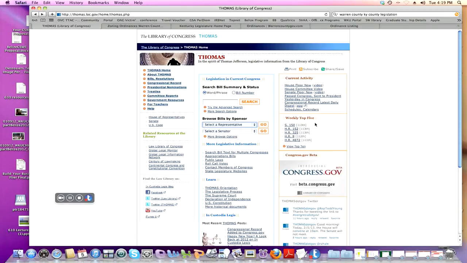I want to point out here on the right, they have the weekly top 5 proposed legislative pieces that have been looked up. S stands for Senate. So in the Senate, Senate Bill 150 has been looked up many times. And when it says 113th, it means this is for the current session of Congress. Some of these say 112 or 111, so people are also looking at some older ones.